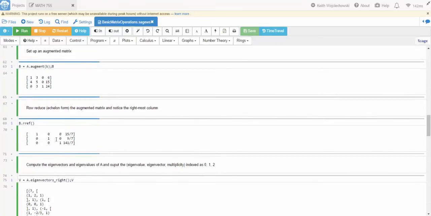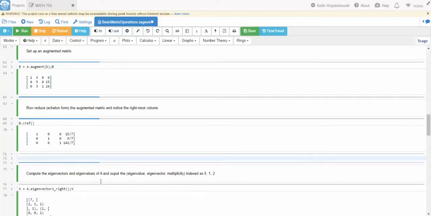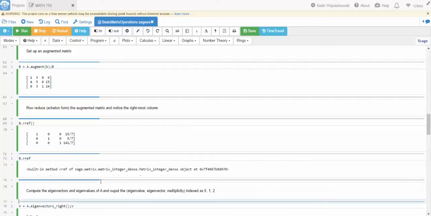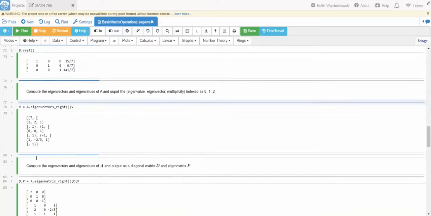Okay, now one more thing I want to say here is you'll notice that these methods have parentheses after them. For those of you that are not aware of this, all methods need parentheses after them. If you just typed in RREF, it did an autocomplete there. So if I did RR and then hit tab, it would autocomplete for me. If I just hit Shift Enter here, it would say, oh, that's a built-in method, RREF of Sage, and it gives me the memory address where that's at. In order to get the method to activate, I need the parentheses, and there it is again. Okay, I'll just leave that there.